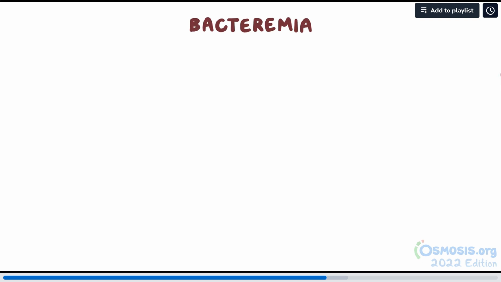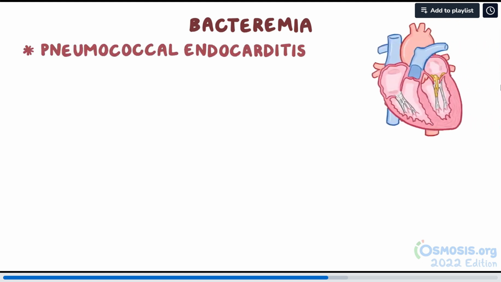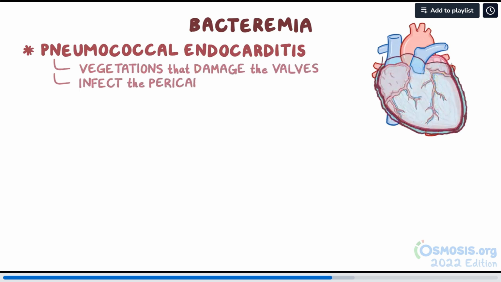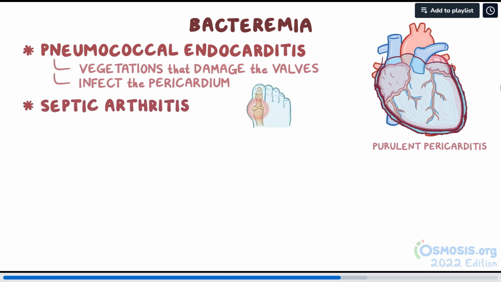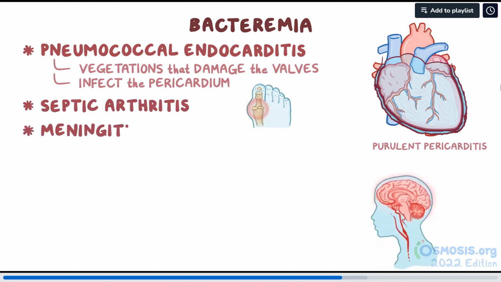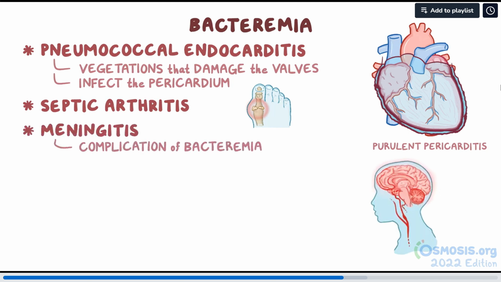Strep pneumoniae can also cause pneumococcal endocarditis, forming clumps called vegetations that damage the valves. It can also infect the pericardium, resulting in purulent pericarditis, which is where pus collects in the pericardial sac. Strep pneumoniae can also spread to a joint, resulting in septic arthritis, or it can cross the blood-brain barrier and cause meningitis as a complication of bacteremia, rather than invading directly as part of a primary disease. Once it has crossed the blood-brain barrier, it can also cause an intracranial or spinal epidural abscess.